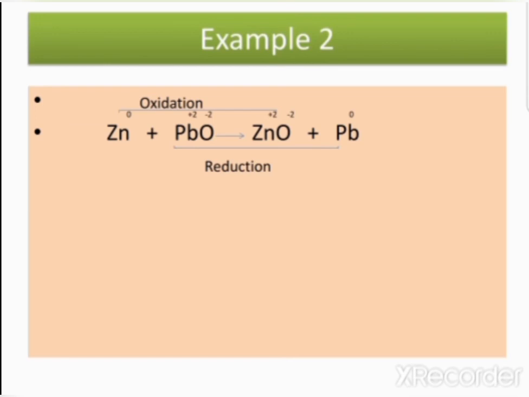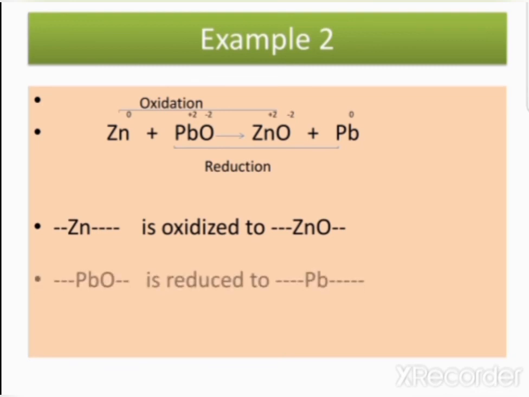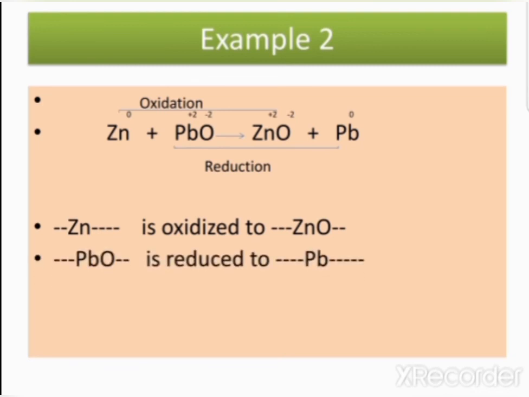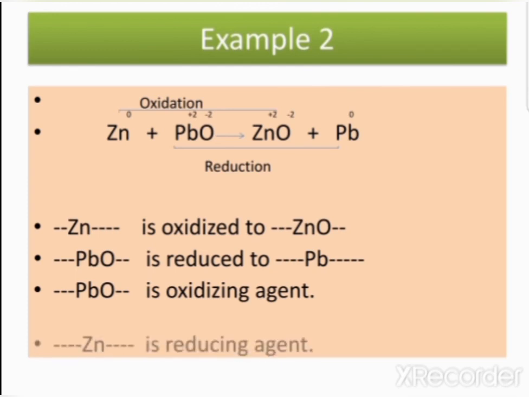Since the oxidation state of zinc increases from 0 to plus 2, therefore, zinc is oxidized in this reaction. Whereas the oxidation state of lead decreases from plus 2 to 0, therefore, it is reduced in this reaction. So, lead oxide is the oxidizing agent and zinc is the reducing agent.